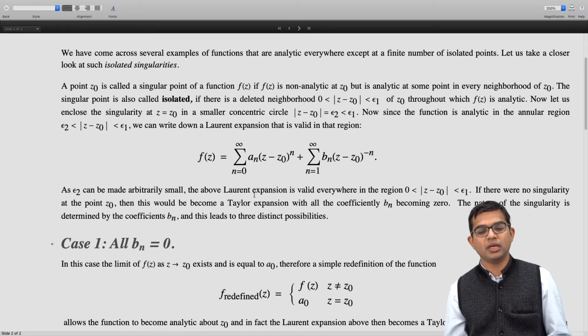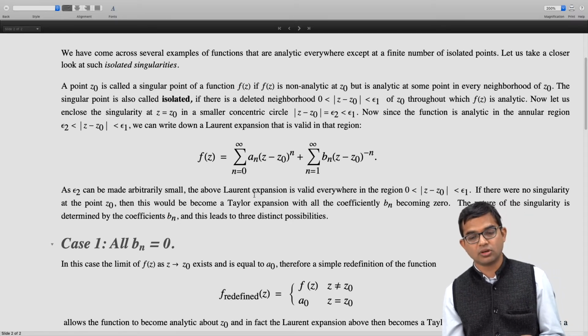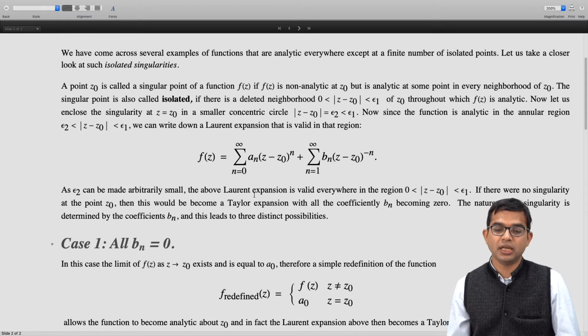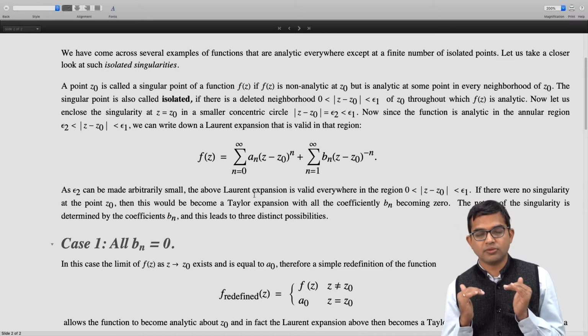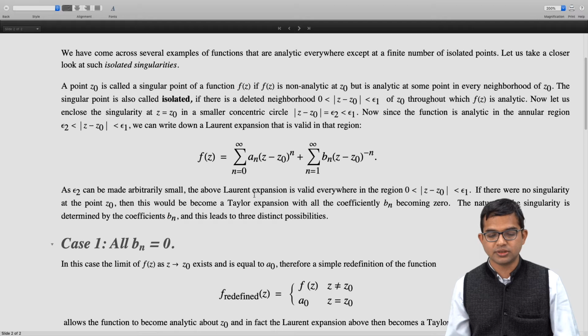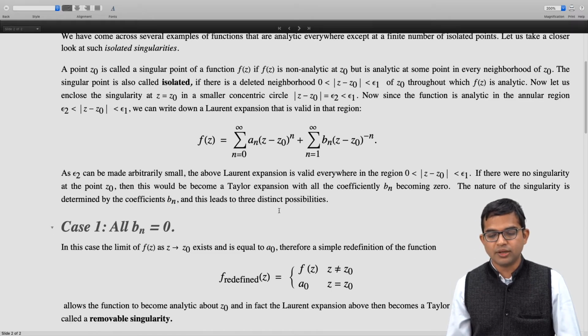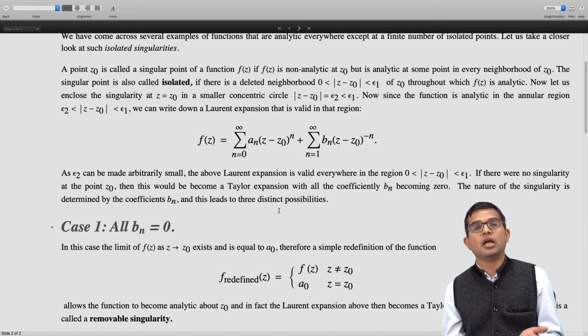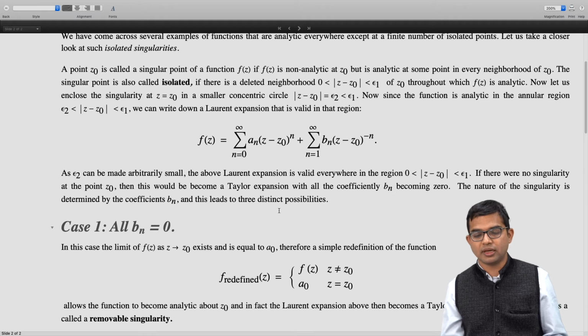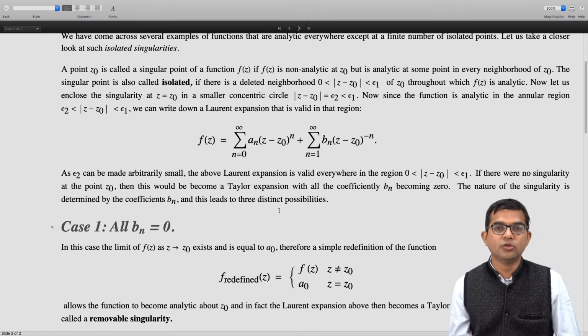The reason is that the limit of this function f of z as z tends to z naught exists because it is going to be a naught. Therefore, if the function is not already defined to be a naught at that point, we just equate this function to f of z as long as z is not equal to z naught, but we redefine it to be a naught at the point z equal to z naught. And if you do this, then you get a well-defined Taylor series expansion. The Taylor series expansion is already there, and this function is an analytic function. It's analytic everywhere. So this is why it's called a removable singularity.